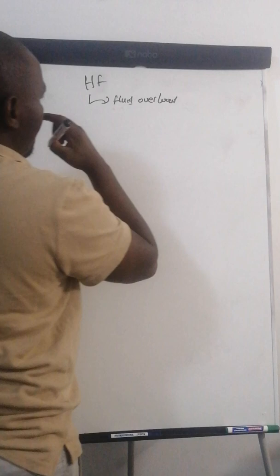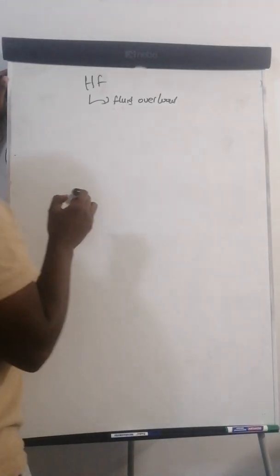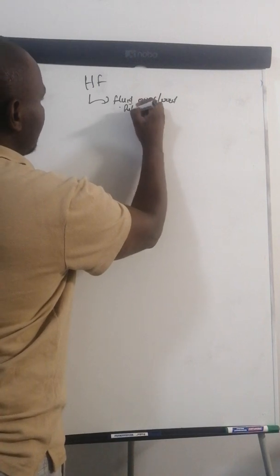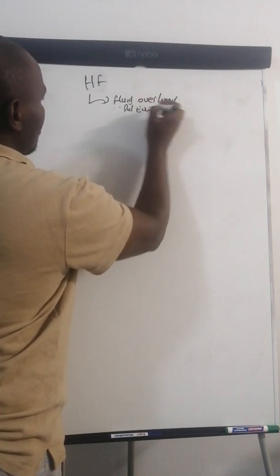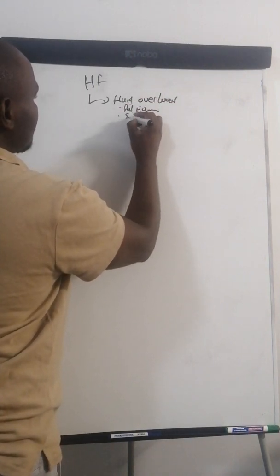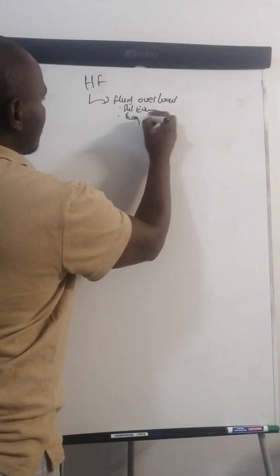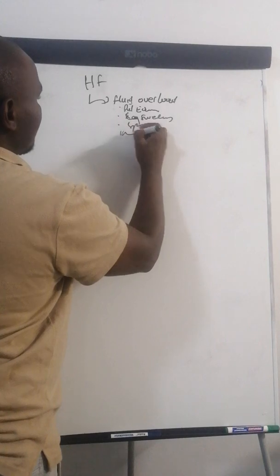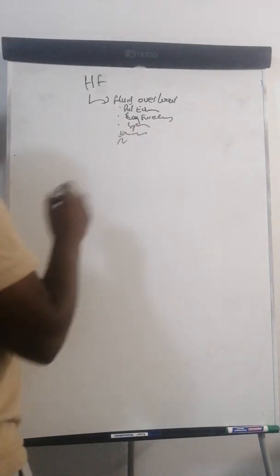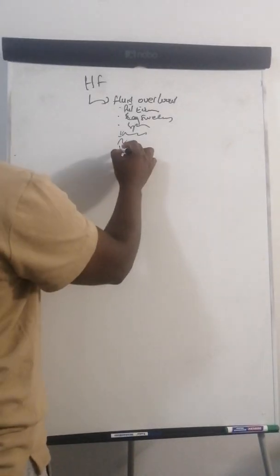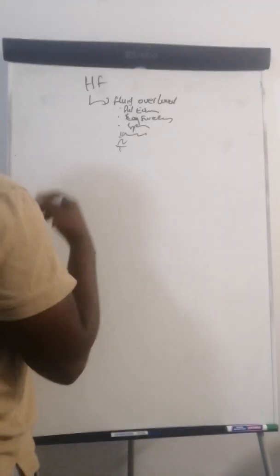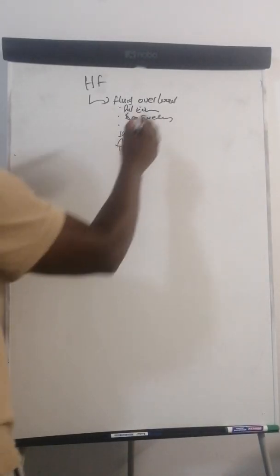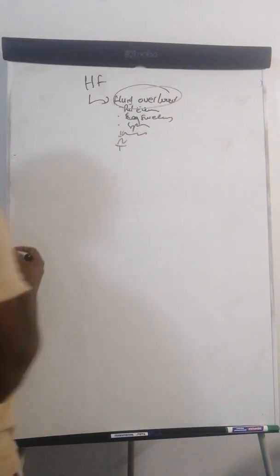We said that this fluid overload manifests itself in the form of pulmonary edema, swelling of the legs, splenomegaly, hepatomegaly, ascites, all those portal hypertension symptoms, increased JVP, orthopnea, PND, all those. So these are symptoms of fluid overload.